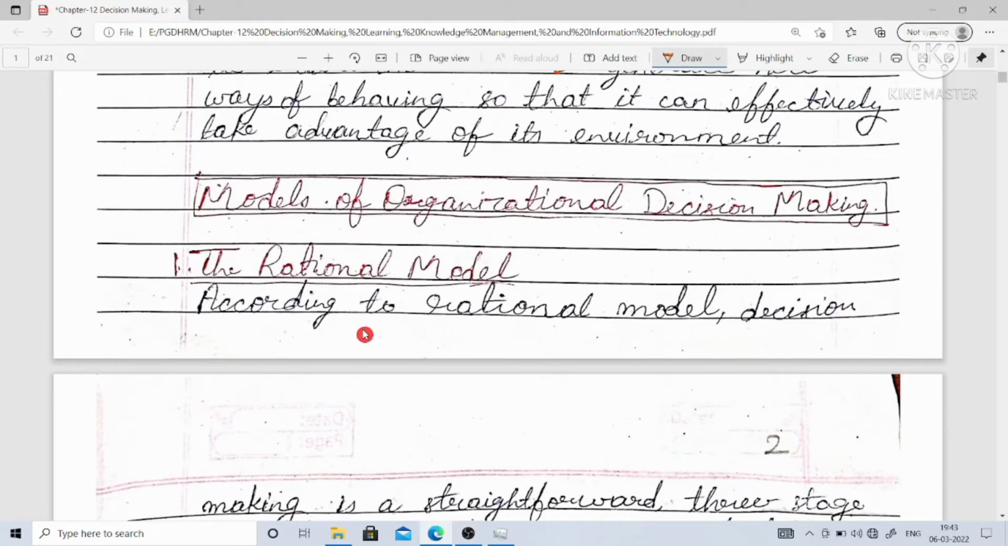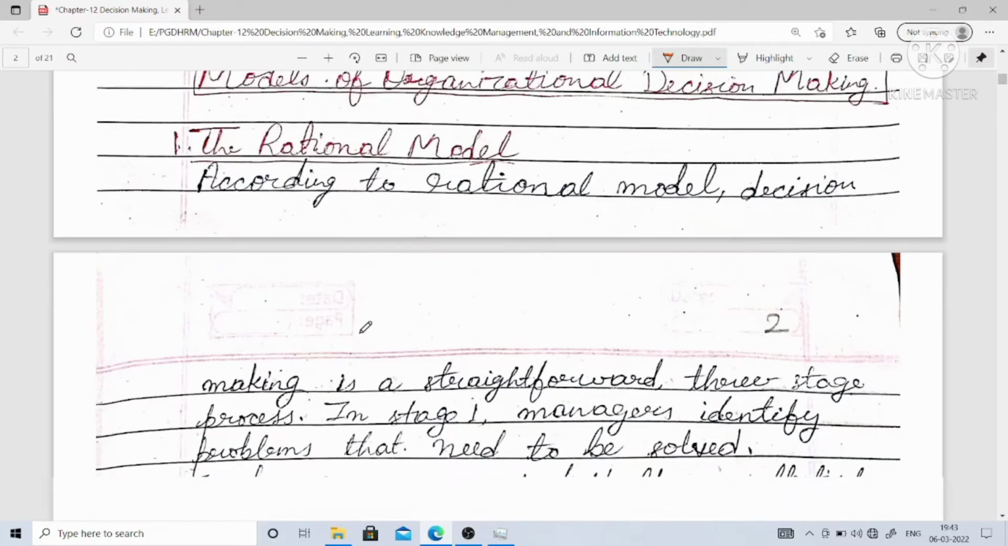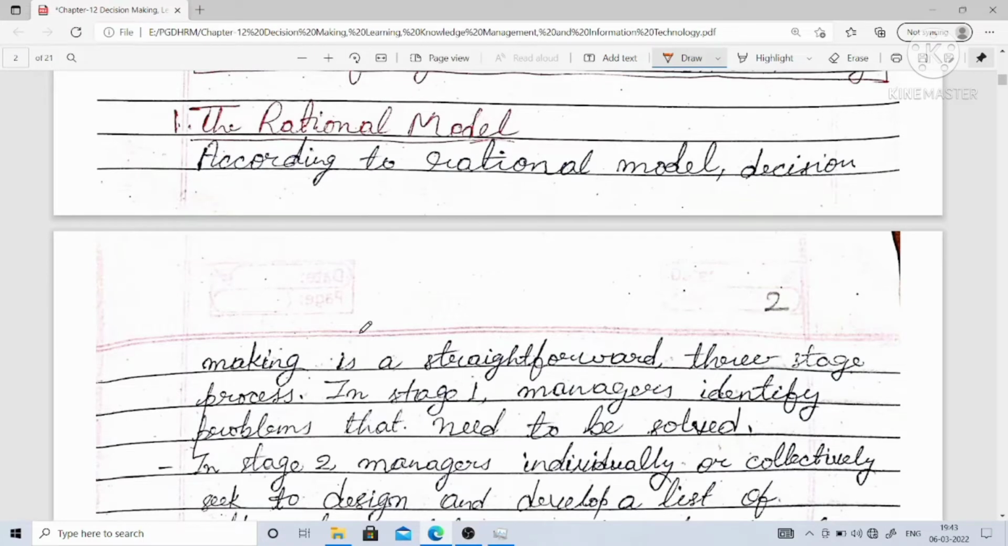Modes of organizational decision making. What are the different models of organizational decision making? These models help us understand in what ways, or how, different organizations make decisions related to organizational processes.